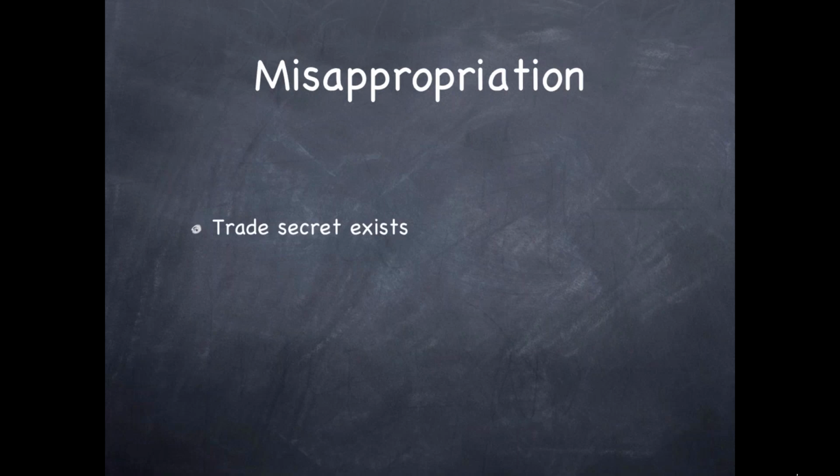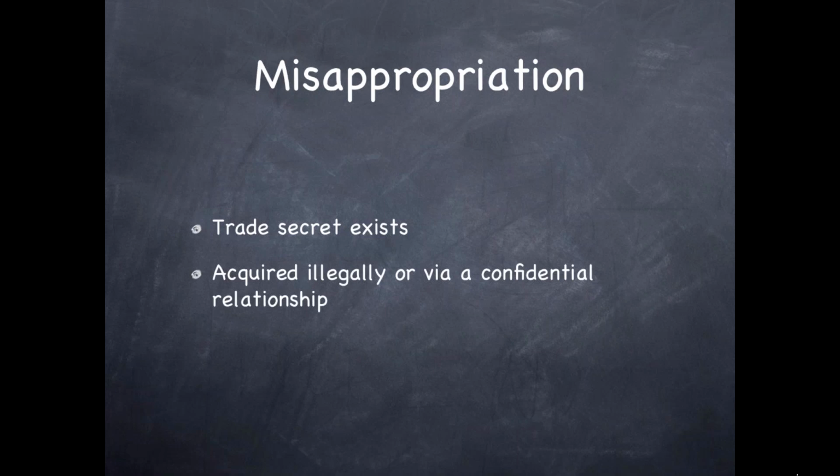For misappropriation to occur, I have to prove that a trade secret exists. So I have to show that there's something of financial value ascertainable by proper means with reasonable security protections. I also need to show that it was acquired illegally, somebody hacked in or broke in, or via confidential relationship. I had an employee come into the company to try and find secret and confidential information. The last thing we look to is the fact that there is unauthorized use of that secret.